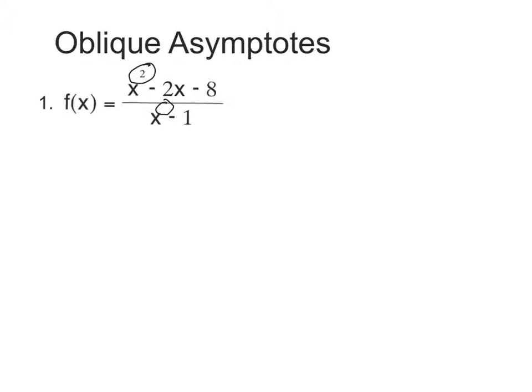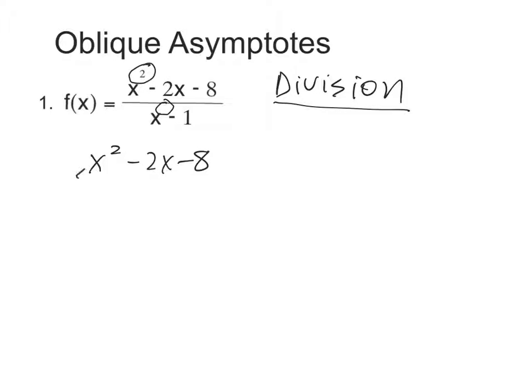Okay? Now, to find the oblique asymptote, we go through division. And we'll actually look at a couple different types of division. Long division will work on all of these, but in some cases, synthetic division works. And this is one case where synthetic division would work. But let's first go through long division. We have our x squared minus 2x minus 8 divided by x minus 1.